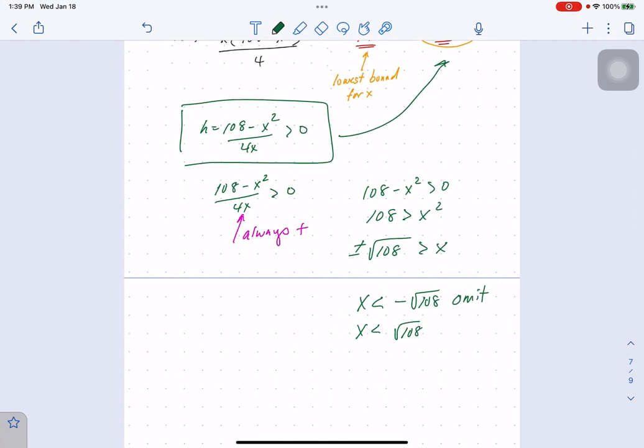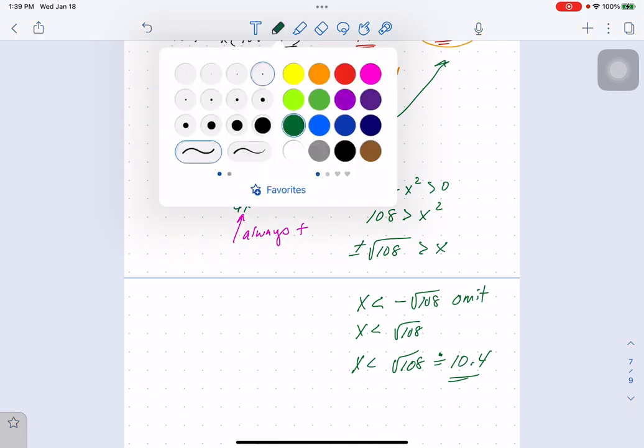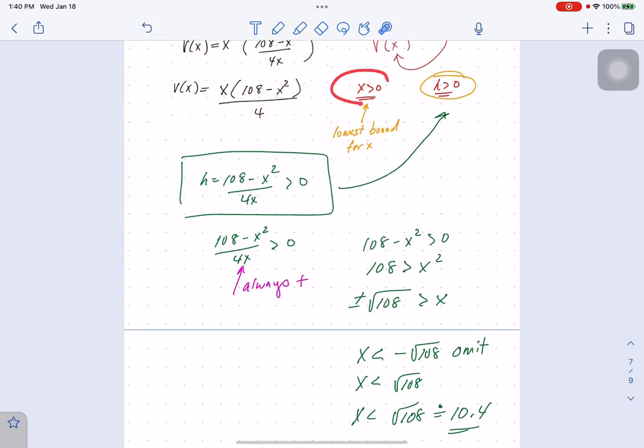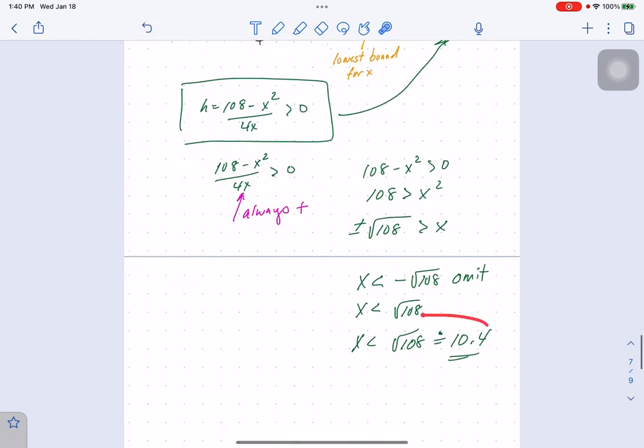Now, I think it was Luca in class that got upset when I took 108 and square rooted it, and I estimated it as approximately being 10.4. But hey, we're okay. We can estimate that at approximately 10.4, or we can leave it as root 108. And you know what? He's right. That is exact, and mine is an estimate. So what we know so far is that x needs to be greater than 0, but it's going to have to be less than the square root of 108.